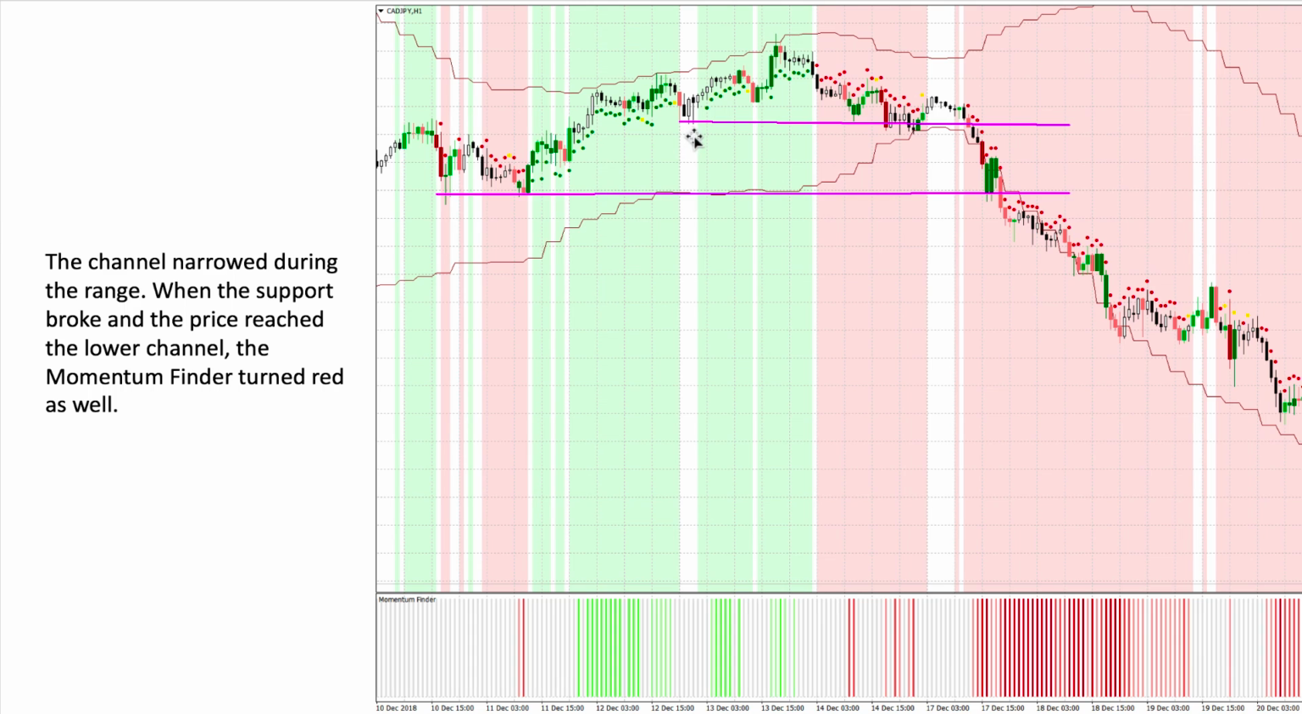Here again, what you have is a very well defined range, a very narrow channel. Then you have your first breakout below those lows. You can see here we have a swing low. You break out into the channel, the momentum finder turns red, and then you can see here we break eventually this low as well into the channel, and then we ride it, and so on.